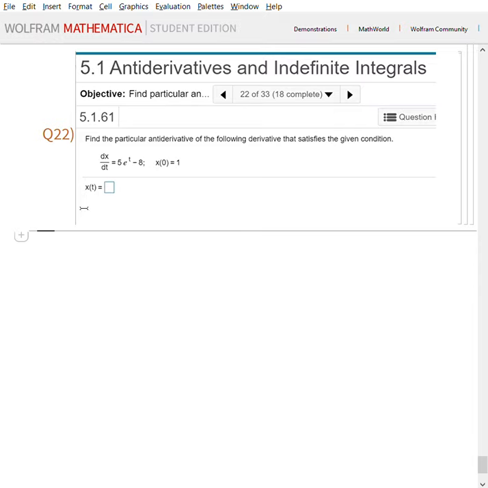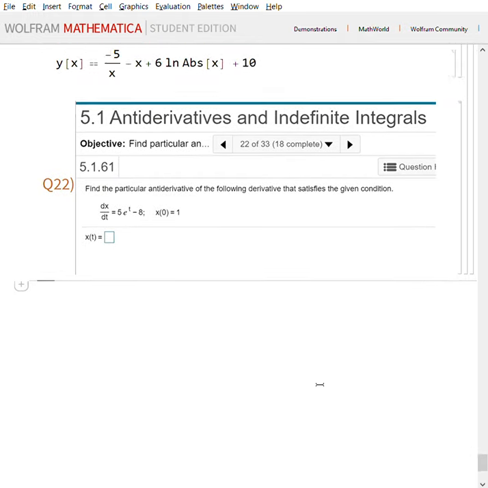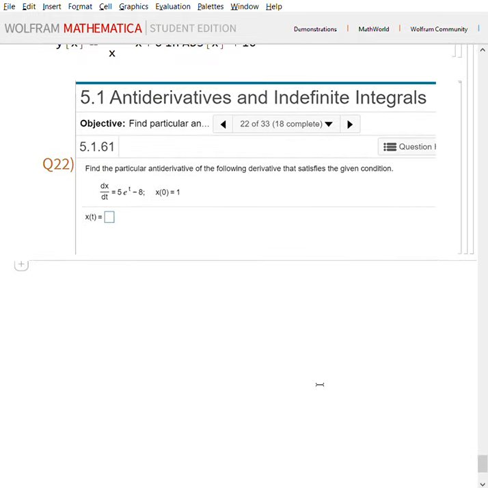Hello, this video is going to show you how you can do antiderivatives and indefinite integrals using Mathematica. I'm going to be doing a few problems showing you how to answer them with the commands and how to answer them the way your math homework would probably require. I'll also show you a screenshot of whether the answer was correct or not. So we'll start with question 22 here.